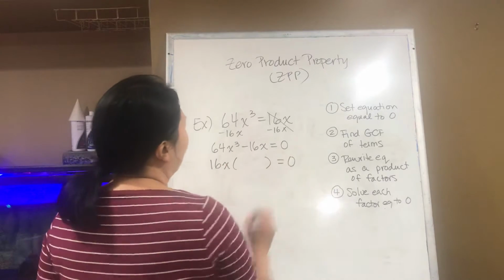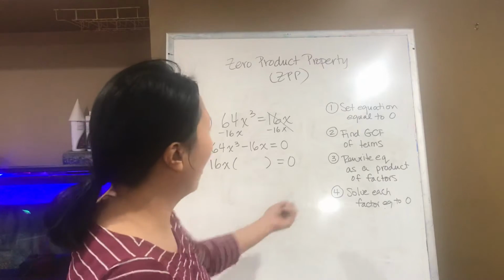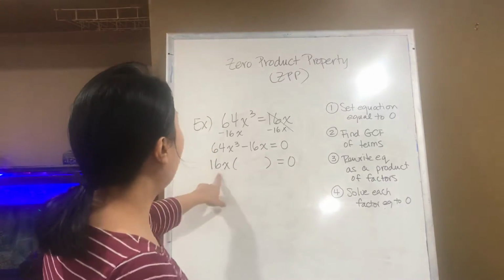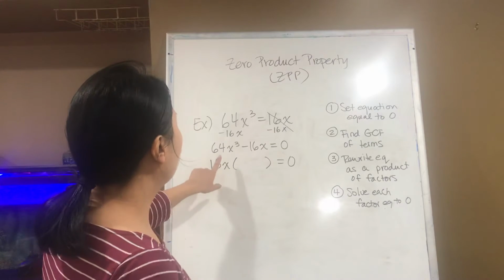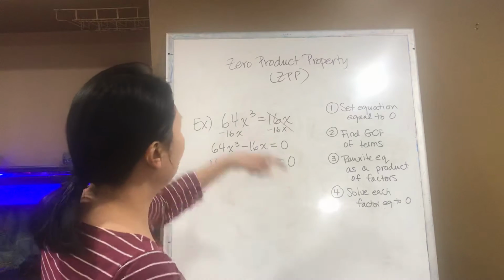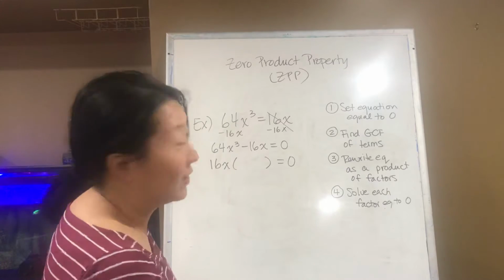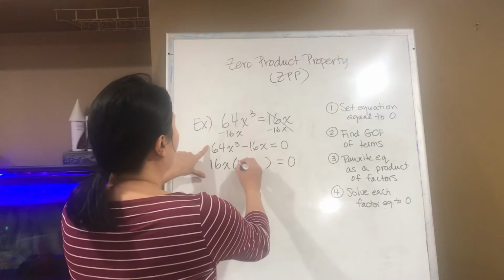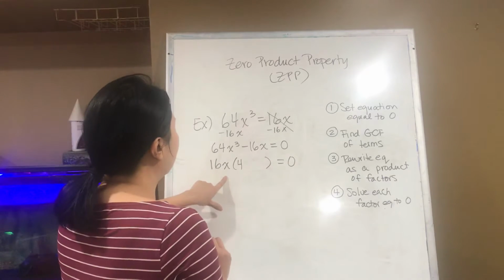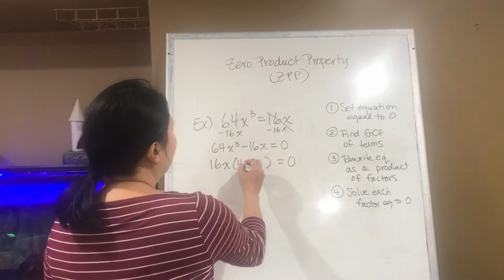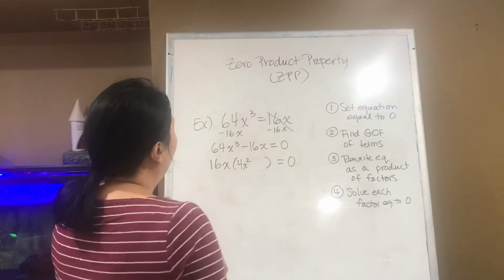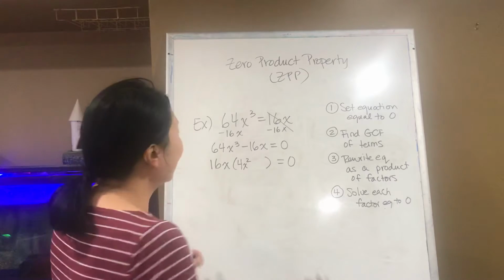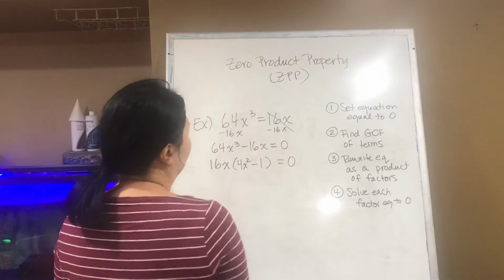So my next step is to factor it out, or rewrite the equation as a product of factors. So now that I have the GCF, 16x times what is going to get me back to what I had previously. So 16 goes into 64 4 times. And x times what is x cubed? That would be x squared. And then, of course, 16x times what is going to give me negative 16x? Well, that would just be negative 1.